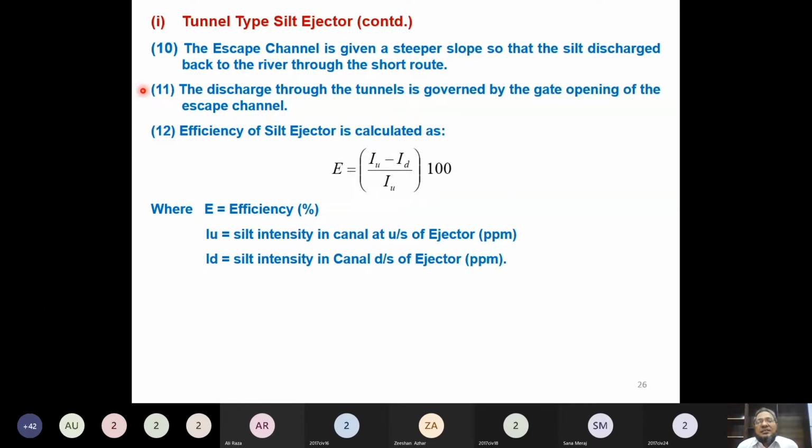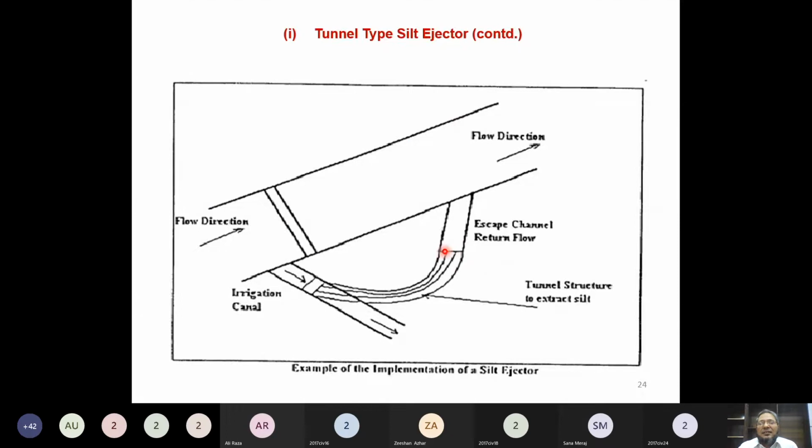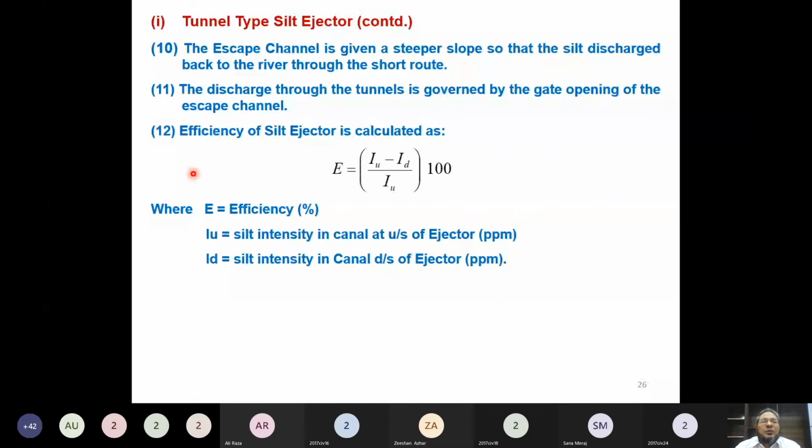Number 11, the discharge through the tunnel is governed by the gate opening of the escape channel. So if we have provided some gates here and if these are closed, it means we are not allowing any water towards the silt ejector. The reason is, in those days, maybe the river is not carrying much sediments and there is relatively silt-free water. So it may not be necessary that we should operate silt ejector. But when we want to operate it, we must open these gates. And number 11, the discharge through the tunnels.